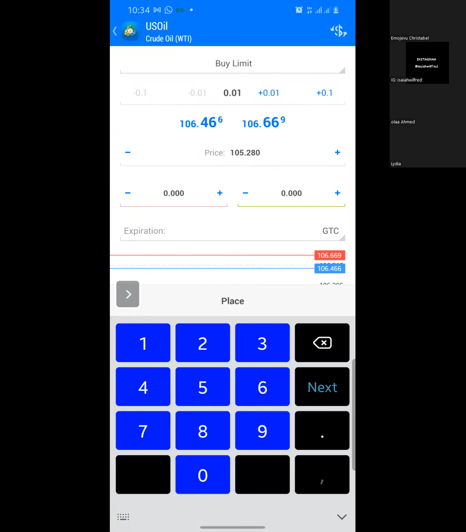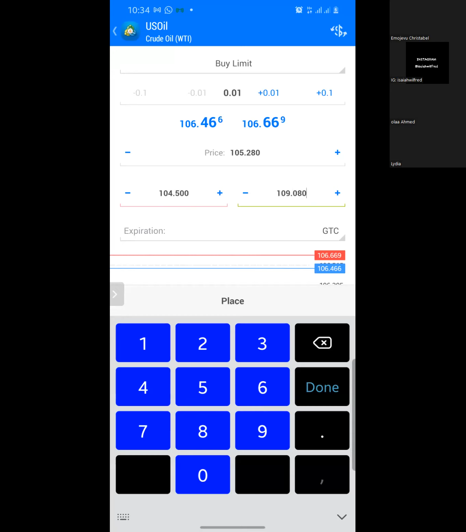To the left-hand side, you have this red bracket. Red signifies stop loss, you should know. So your stop loss is 104.500. Then your take profit is 109.080.